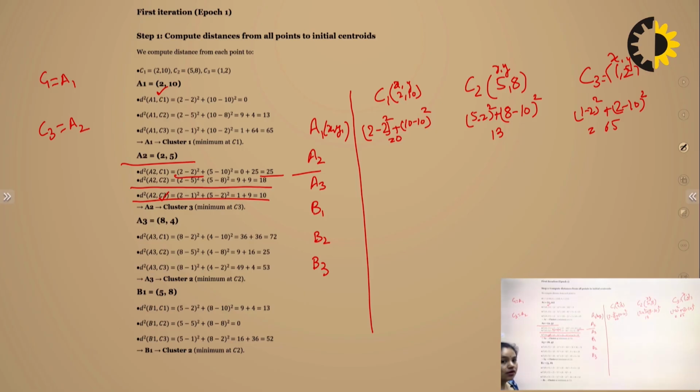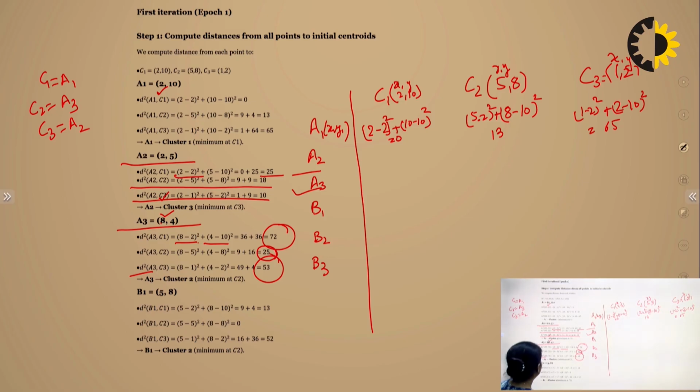Same we will go for the next element, which is A3. Here 8 minus 2, 8 is this one, or I can say 2 minus 8. When we are doing whole square, it will become positive. So it will be (8 minus 2) whole square plus 4, it will be 72. With C2 it will be 25. With C3 it will be 53. As we can see, with C2 the A3 has the smallest distance, so A3 will go in C2.